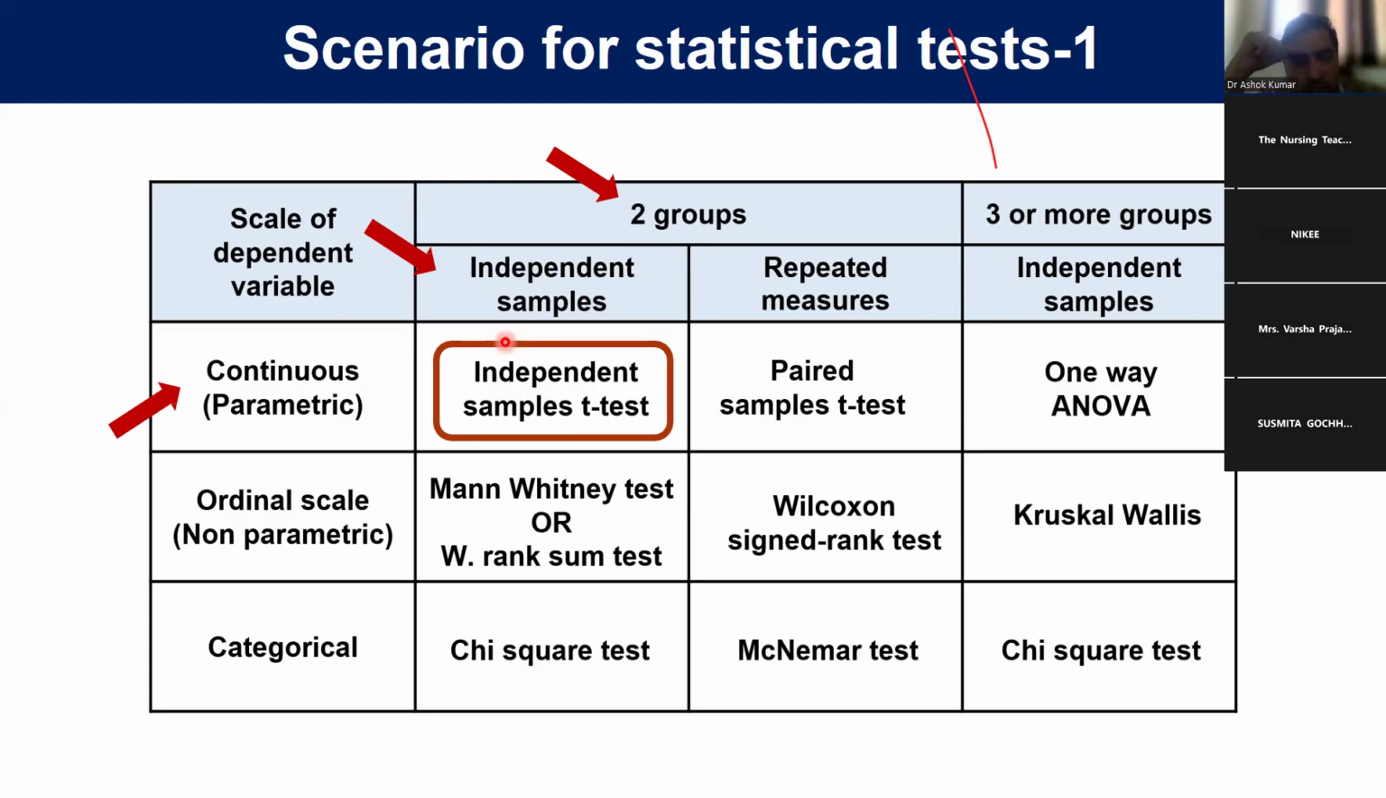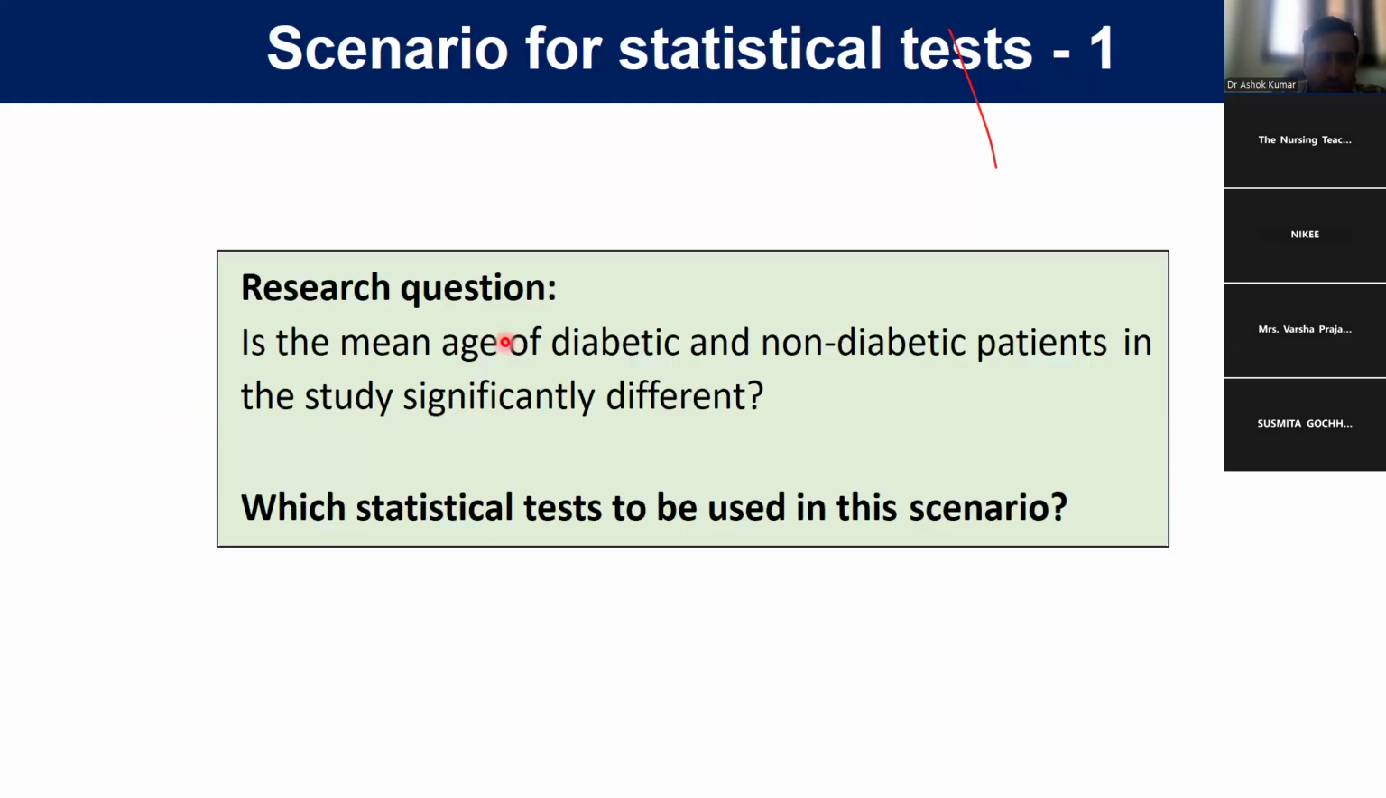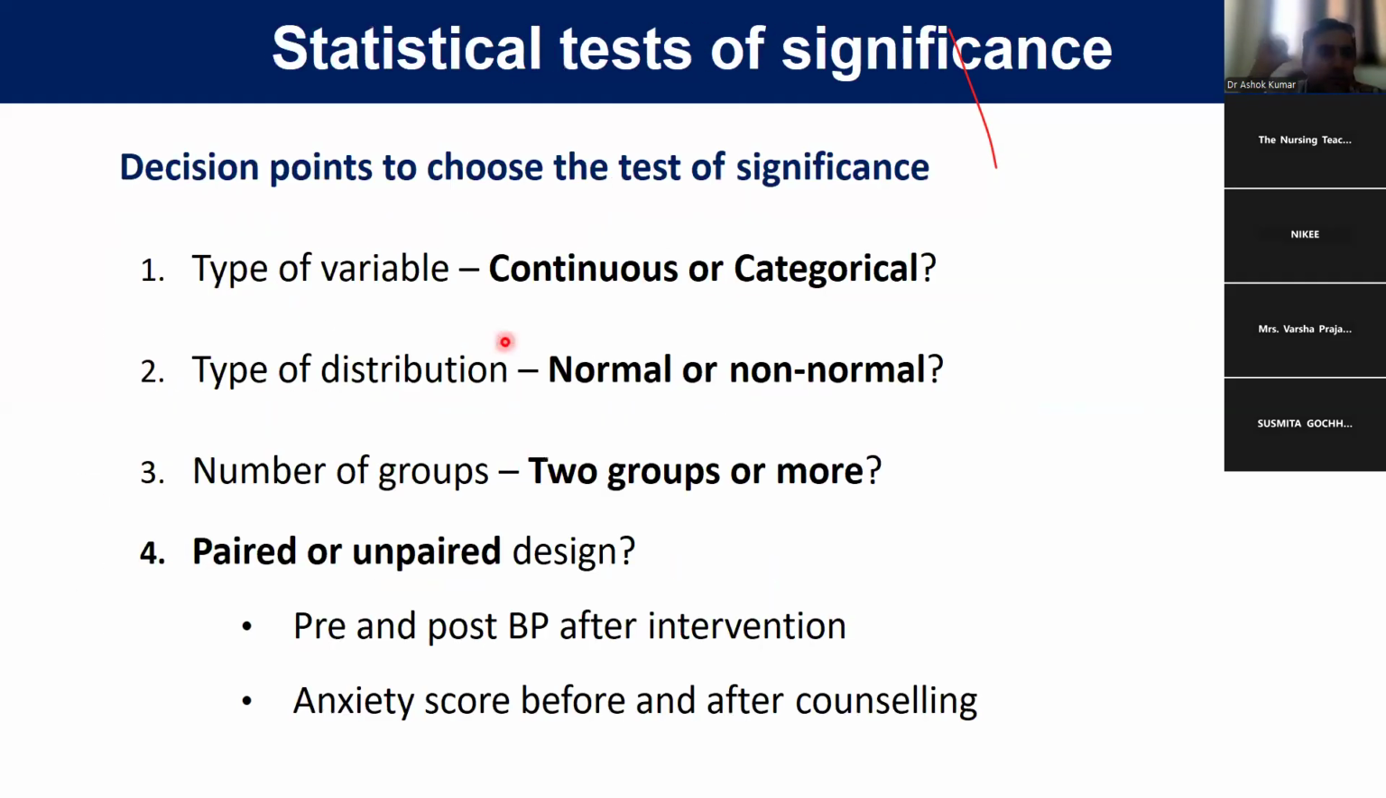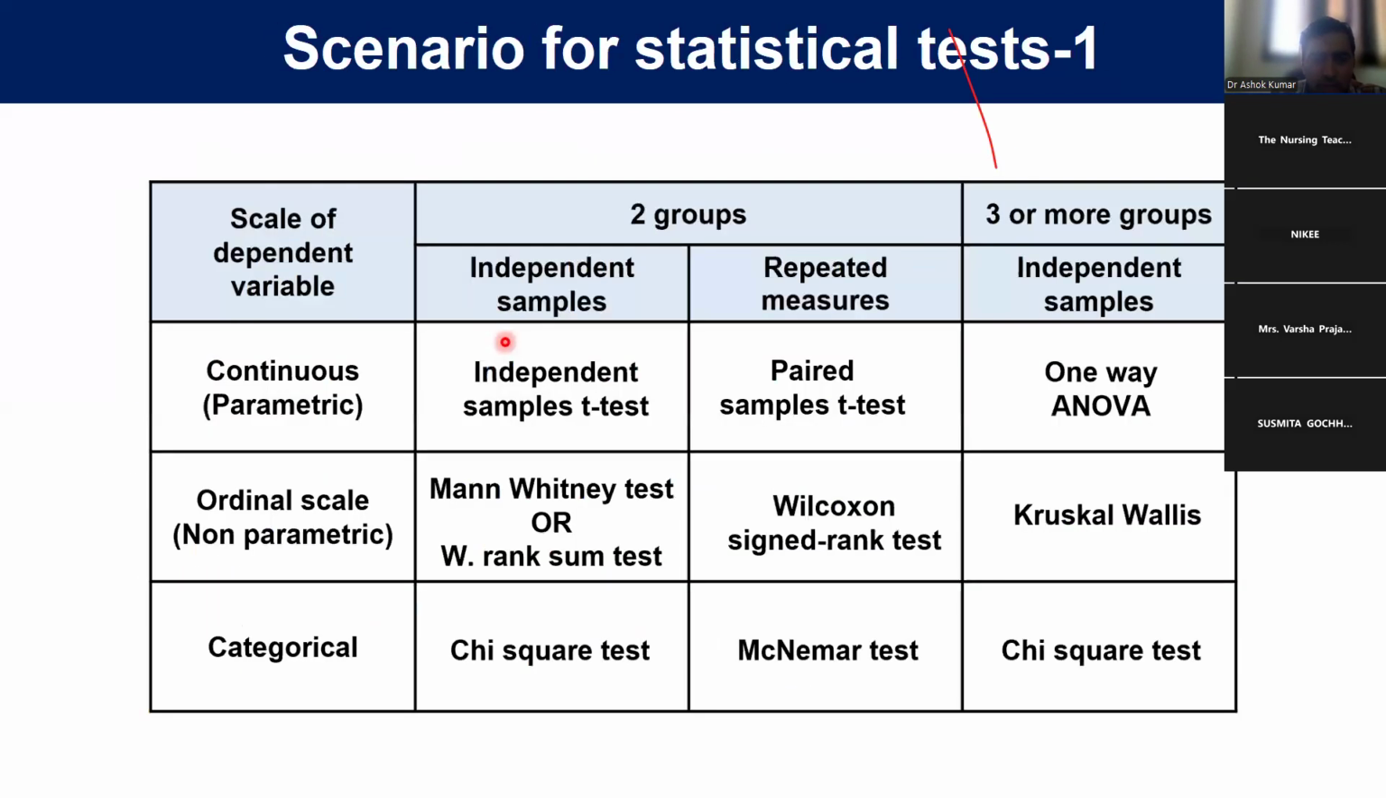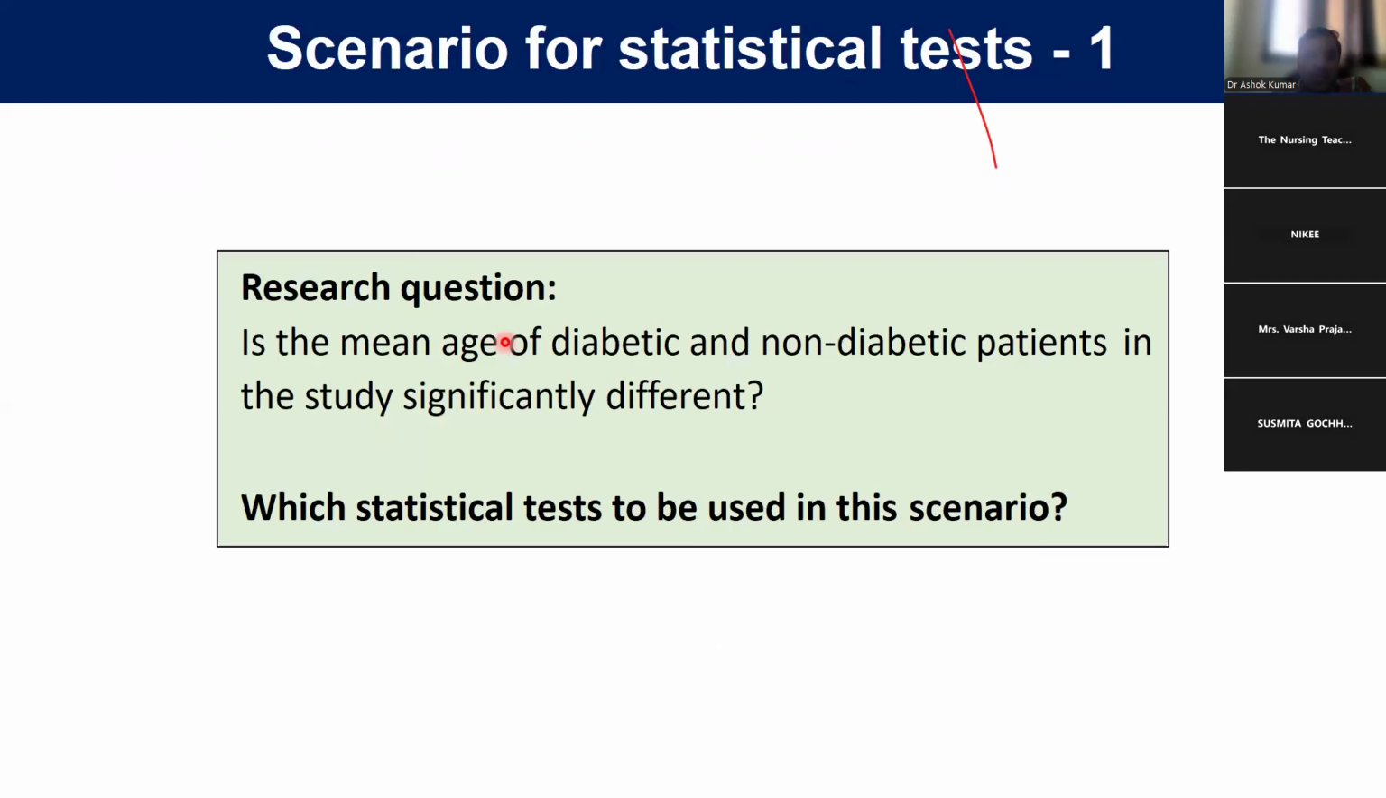So we have to think before applying. I have shown you four scenarios: type of variable, type of distribution, number of groups, paired or unpaired design. Paired design means pre and post, before and after. So in this situation, is the mean age of diabetic and non-diabetic patients in our study sample significantly different, when mean age is normally distributed?